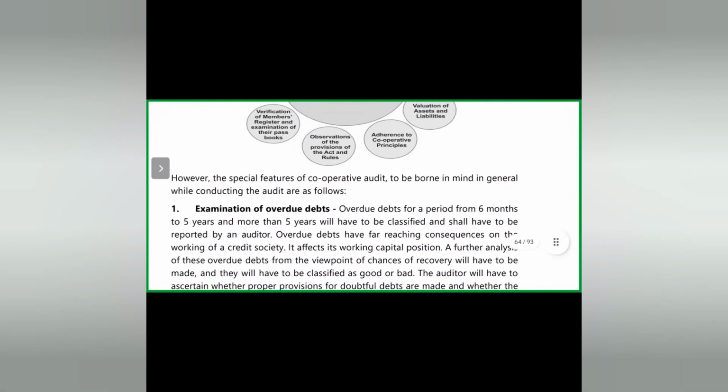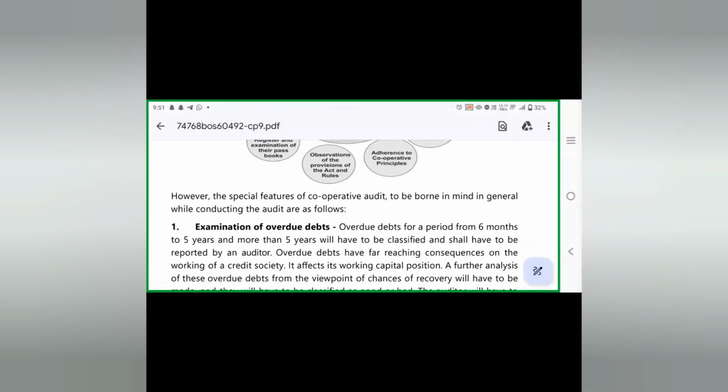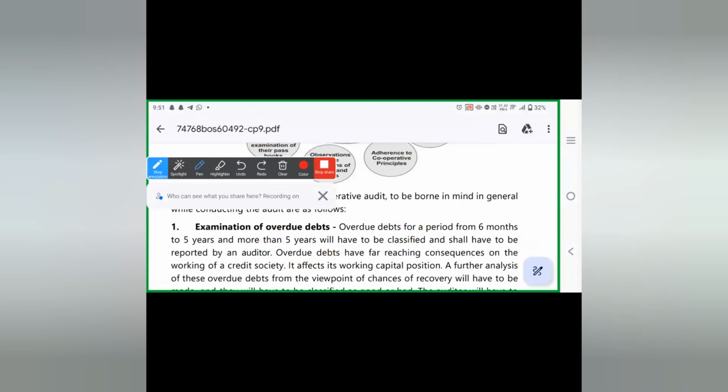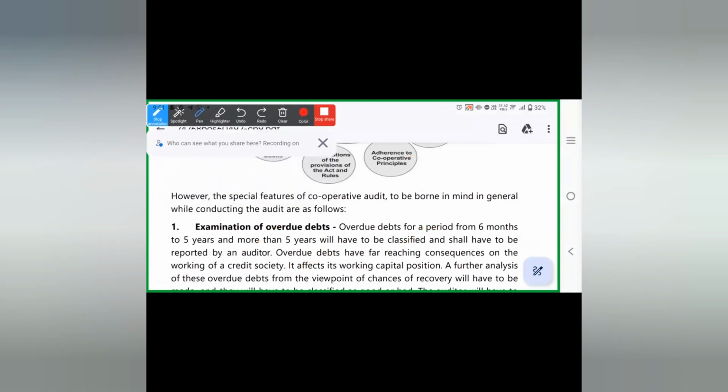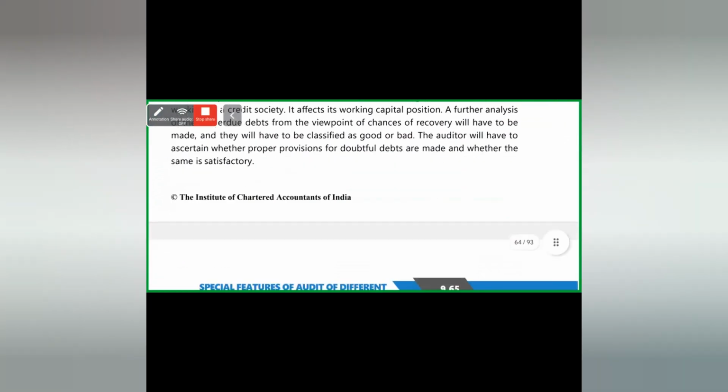So first is examination of overdue debt. Overdue debt for a period from 6 months to 5 years, and more than 5 years, will have to be classified. Overdue debts have far-reaching consequences on the working of a credit society. It also affects its working capital position. Hence, analysis has to be done for this.